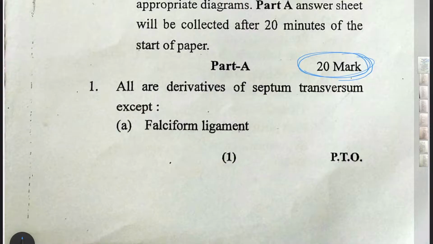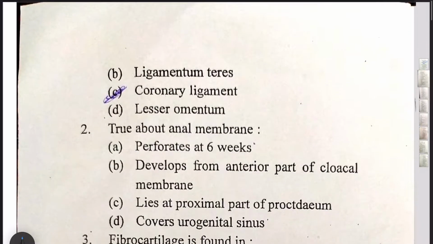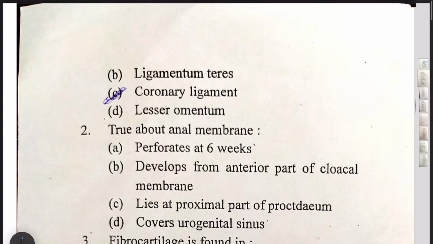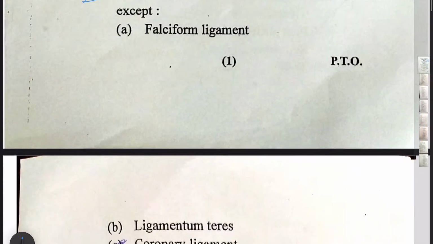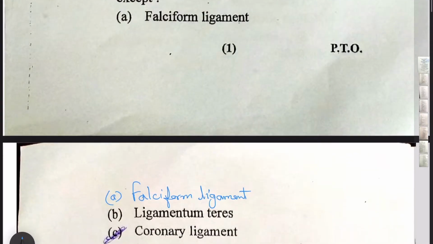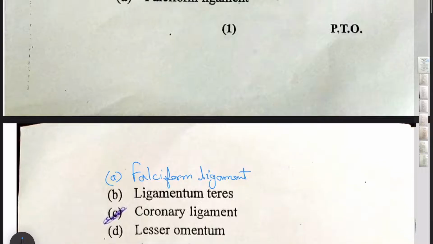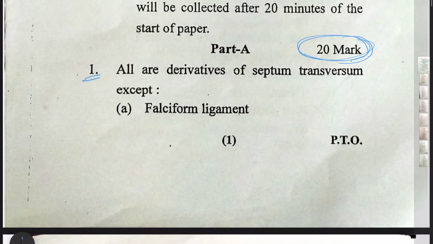So question number 1 is: all are derivatives of septum transversum except falciform ligament, ligamentum teres, coronary ligament or lesser omentum. I hope you can see all the 4 choices. Let me write it here. And they have asked about all are derivatives of septum transversum except.